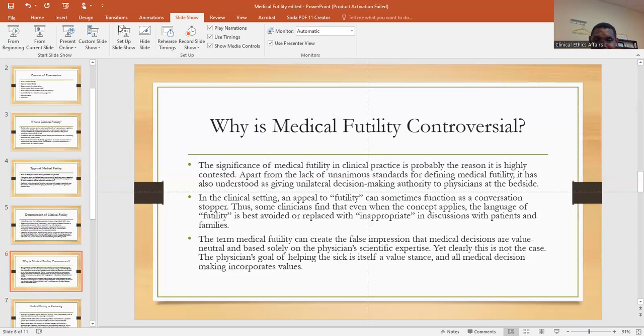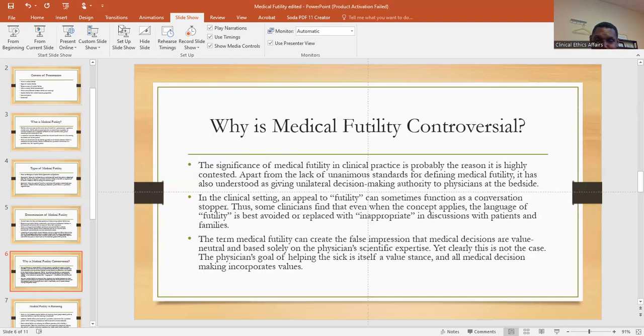In a clinical setting, an appeal to futility can sometimes function as a conversation stopper. In other words, people believe that whenever a physician begins to talk about medical futility, he is closing further discussion. He is not willing to hear from the patient whatever suggestions they have, and that is actually not correct. Thus, some clinicians find that even when the concept applies, the language of futility is best avoided or replaced with language more appropriate in discussions with patients and family. This is just an effort of semantics to use the right language in presenting the situation.